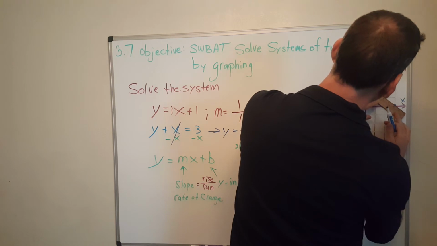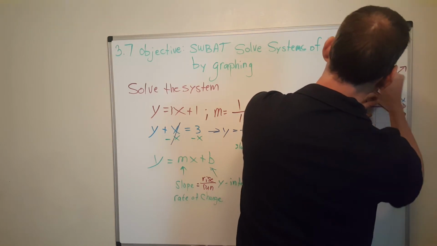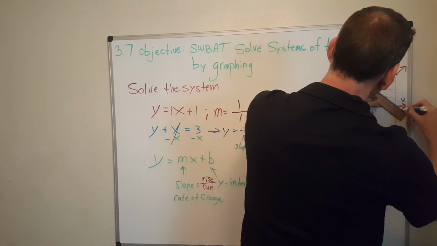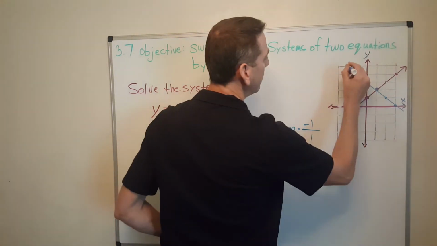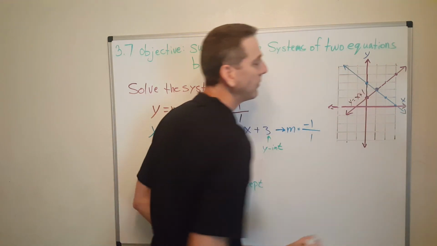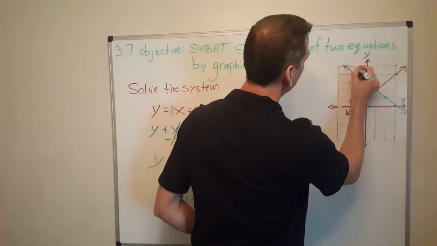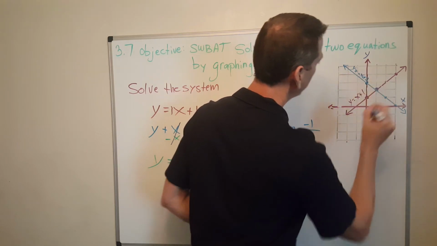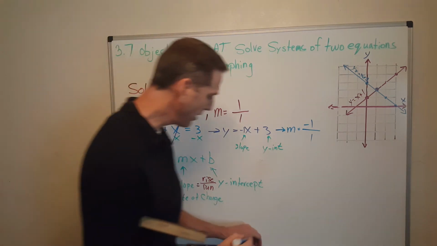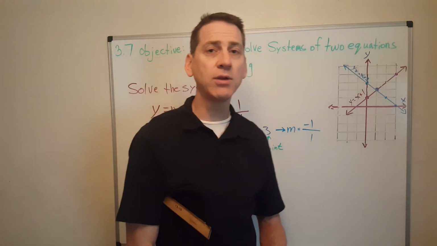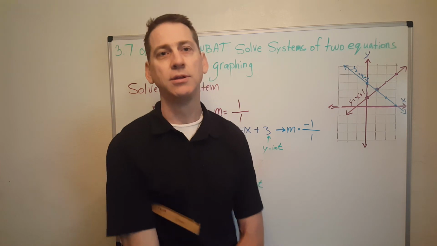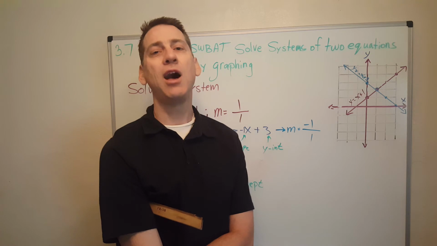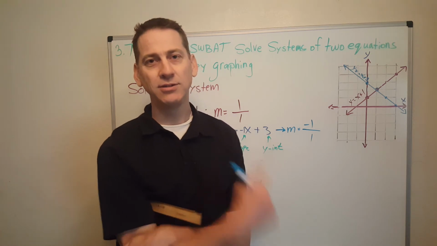All right, so I'm going to go ahead and plot that. Now I guess close enough, huh? Okay, and this is y equals negative x plus 3. All right, so I plotted both of my equations. Now here's the million-dollar question. What is the solution? What is the common solution to this system?